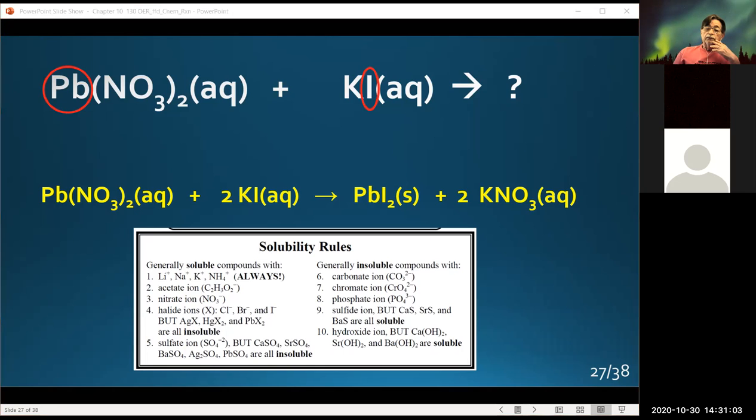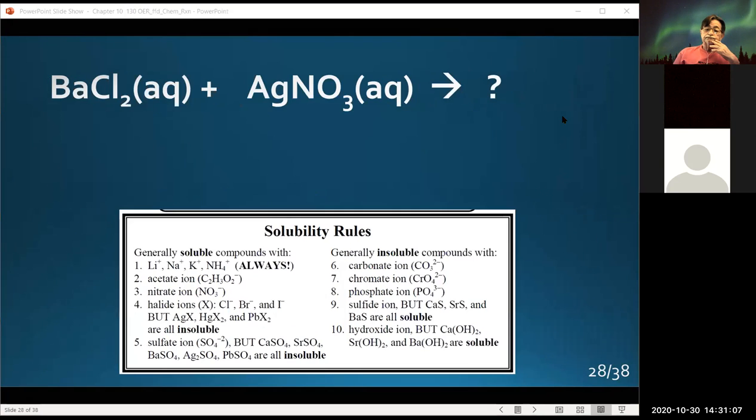All right, so let's clear this up here a little bit. Same thing here: we've got silver nitrate and barium chloride, both soluble, but we've got a halide, chloride, and we've got silver. We've got a combination here. I'm willing to bet it will be, we've got the silver there, we've got the chloride.